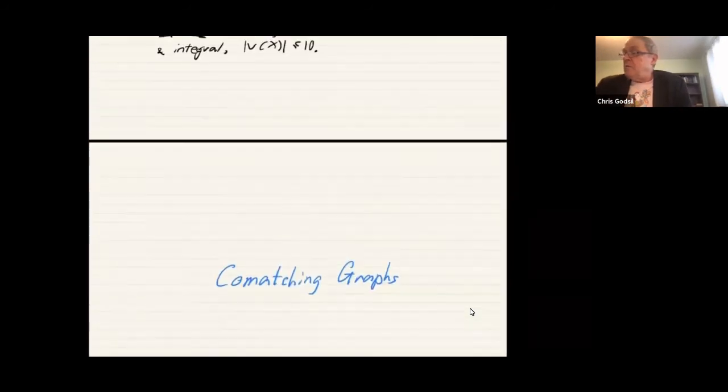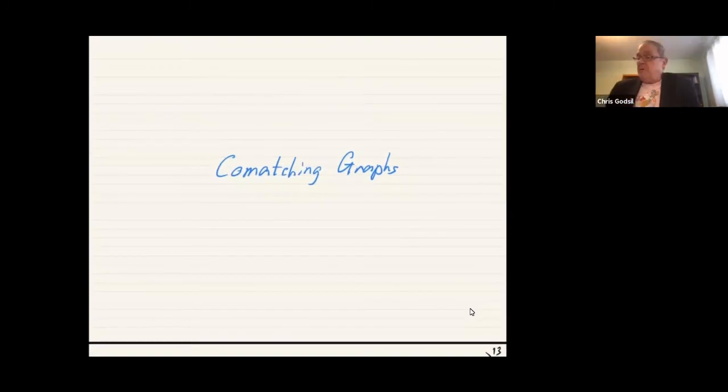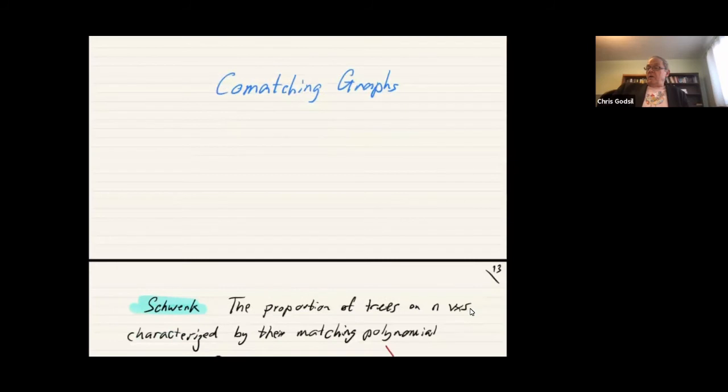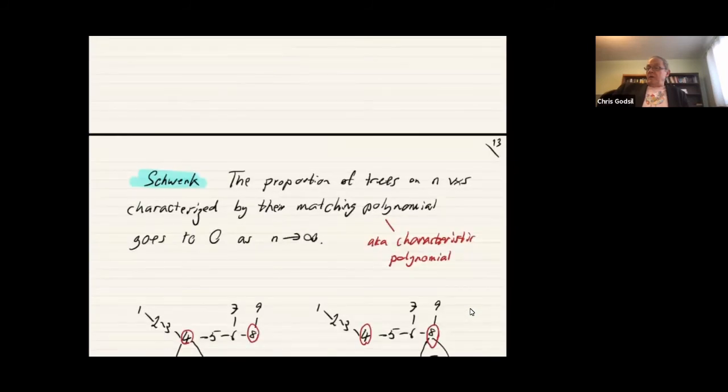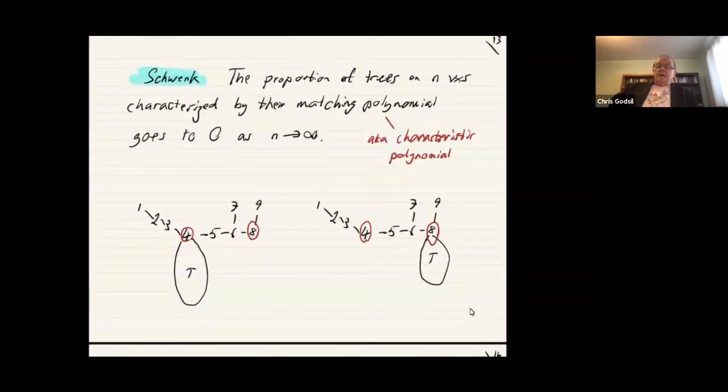Okay, so the other question I want to deal with is, when are two graphs co-matching, that is, when do they have the same matching polynomial. Now, my student Kai-Lang Wang worked on some of this for a PhD thesis, so I'll be quoting her in a few points here. So let's start with some background.